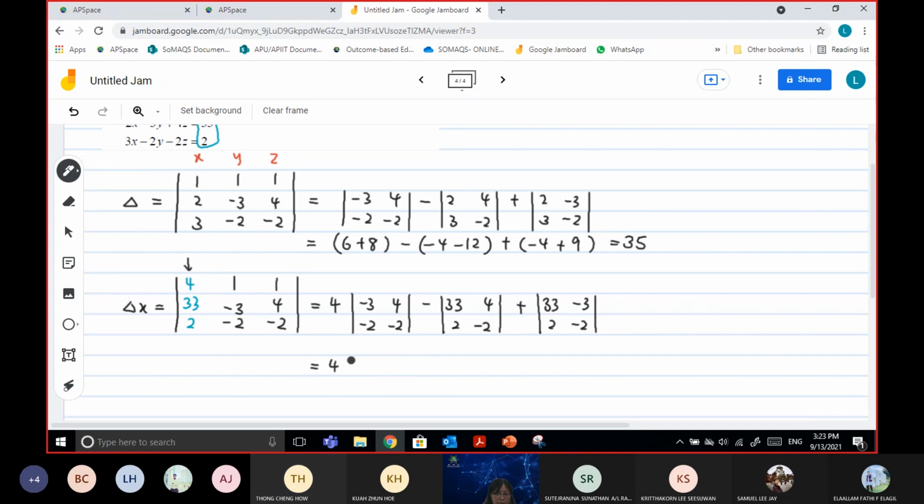Then for the 4 multiplied by 6 plus 8, this one minus, you have 33 times -2, -66 minus 8, then plus -66 plus 6. Then get the determinant. So what is the determinant you get for delta for x, students?